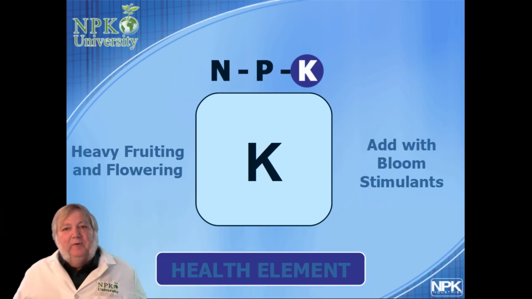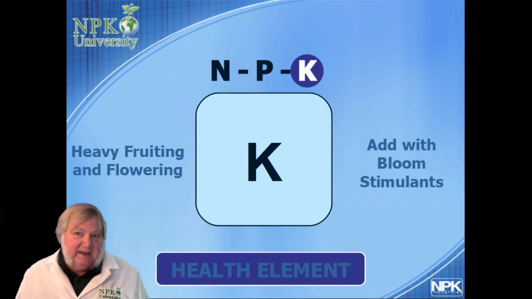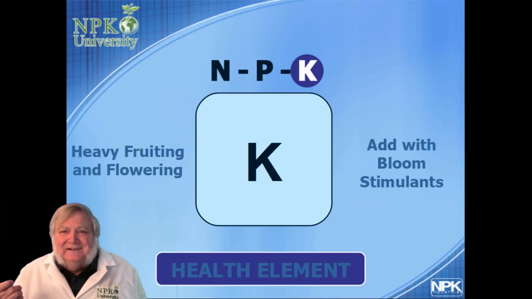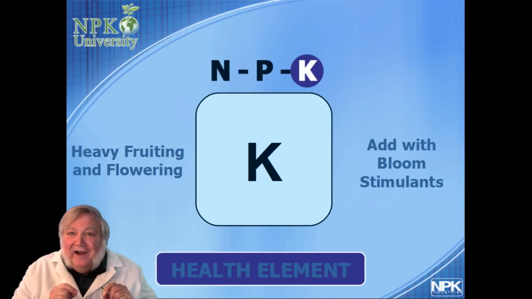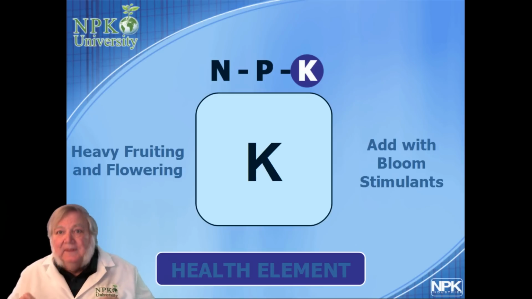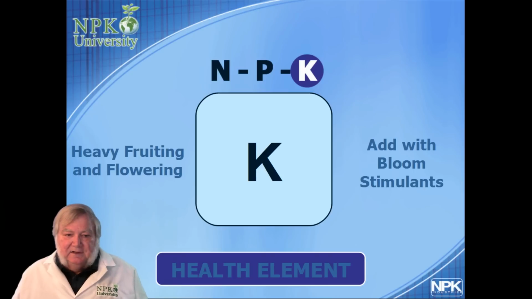So we want to put back in what the plant took out during heavy fruit and flower production by using a potassium supplement. Now you could use a PK boost, where you're adding phosphorus and potassium, but then you're adding extra phosphorus at the end when the plant doesn't need it. So my recommendation is add more phosphorus at the beginning of flowering and add more potassium during heavy fruiting and flowering and toward the end as a supplement.